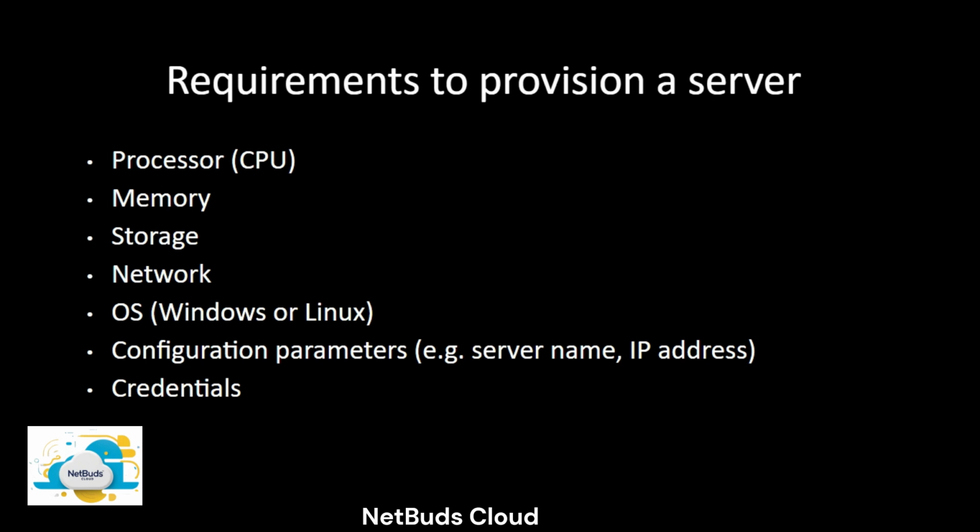Now, in general, when you provision a compute or a server, what do you need? Bare minimum, you need a processor, memory, storage, network, operating system. You need some configuration parameters. It can be the name of the server to differentiate it from other servers, an IP address so that it can run on the network and connect to other devices, and the credentials, which means the username and password, using which the user will be able to access the server and work on it. So we will see how we can set these minimum configuration parameters on EC2.